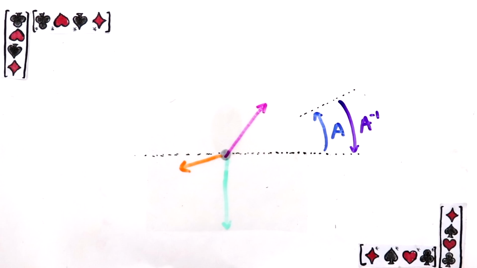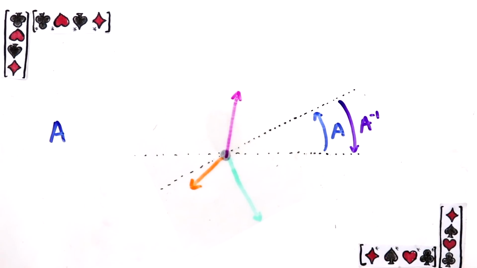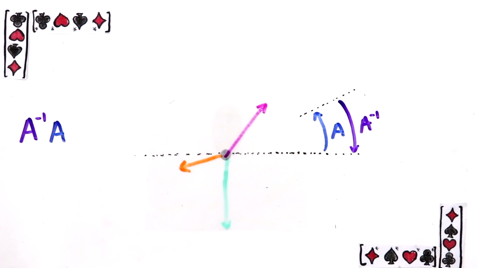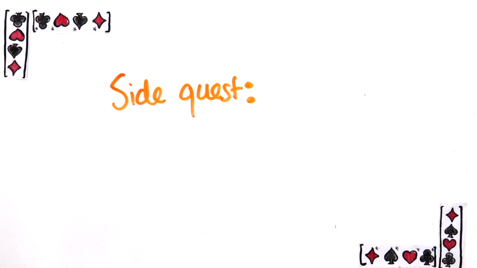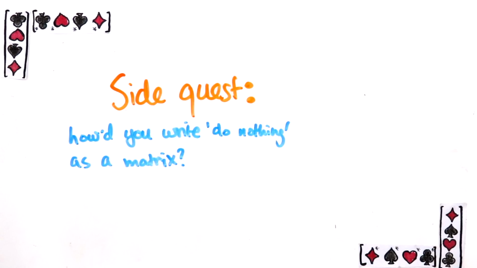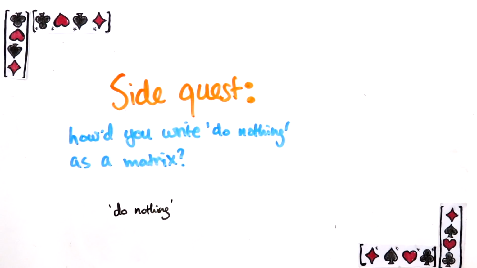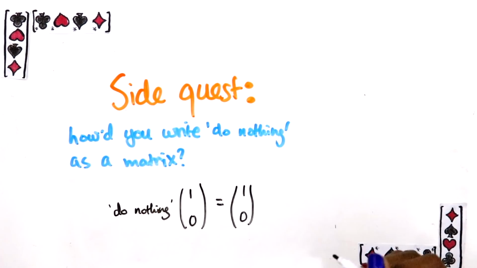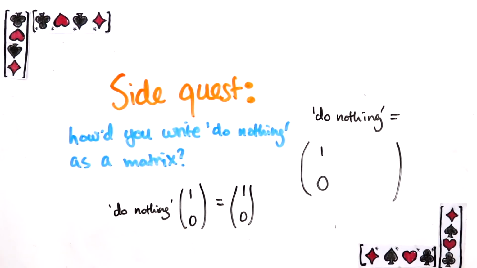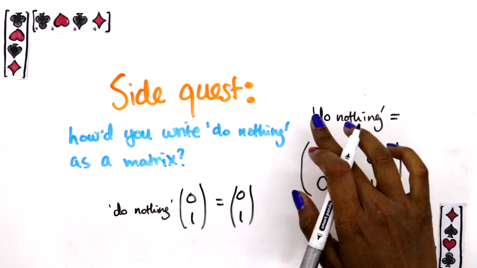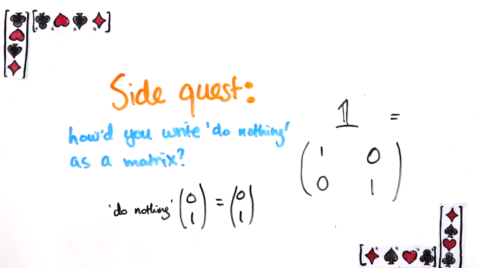I want to write this as an equation. I'm trying to say that if you do A and then you do A inverse after that, it's like you did nothing at all. But how do I write "do nothing" as a matrix though? Well, let's use the usual method. Write down what it does to basis vectors. It takes the first basis vector and leaves it exactly as it is, and takes the second vector and does the same. This do-nothing matrix is usually called the identity matrix.